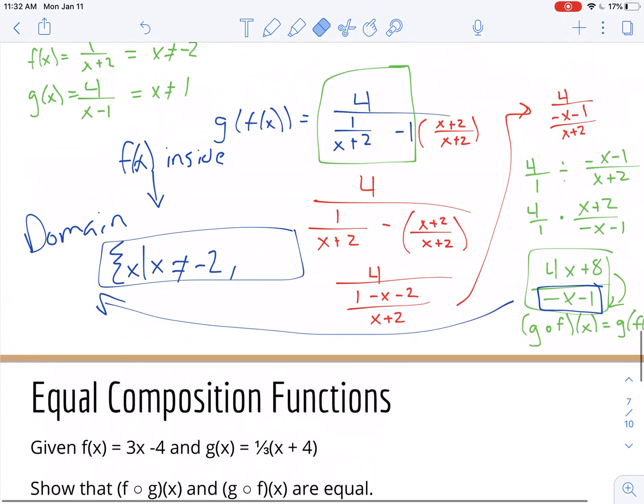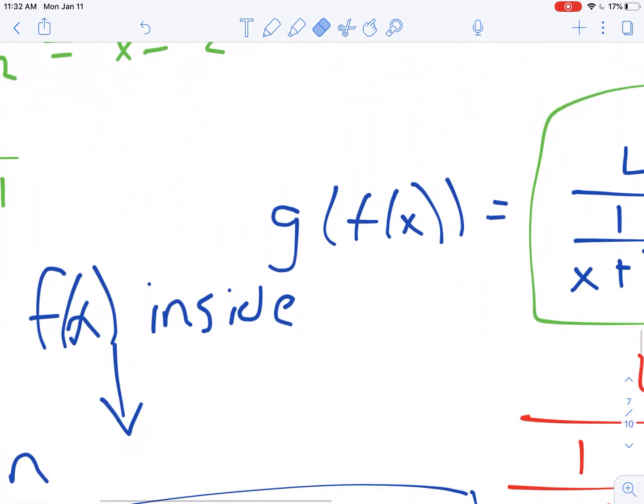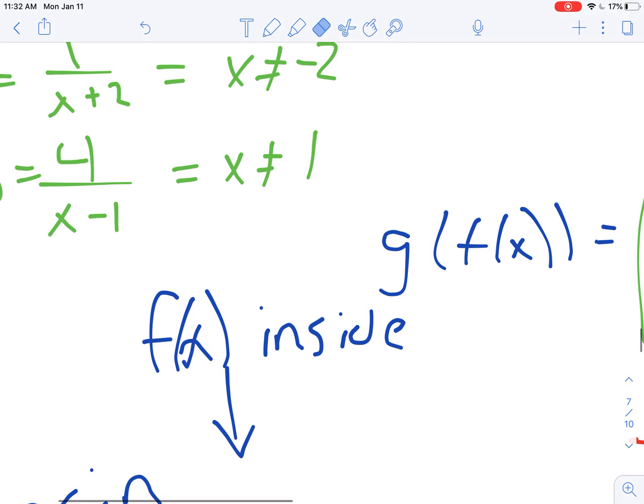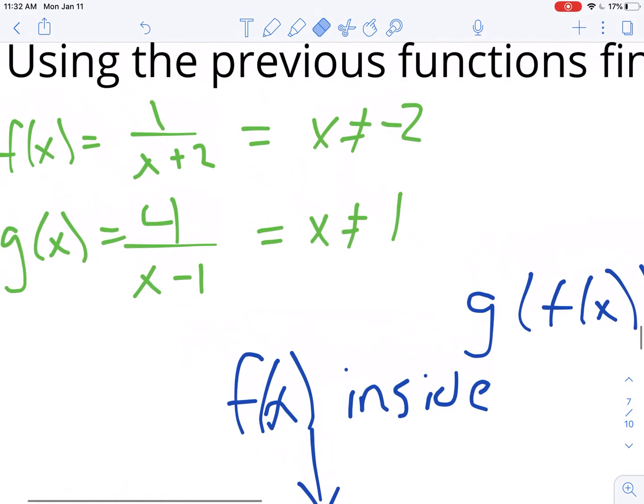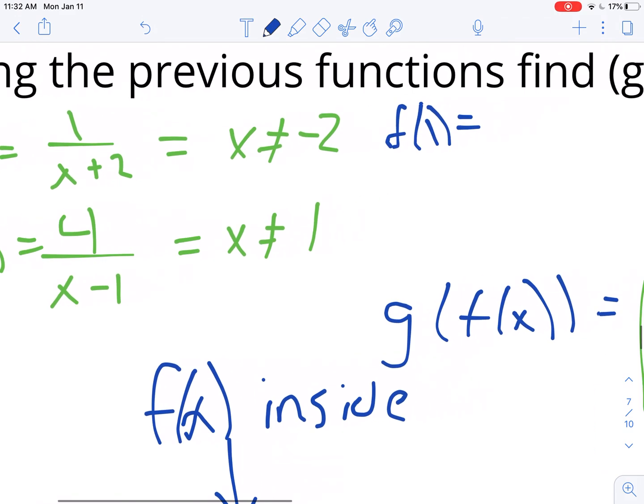I do need the g of x domain. And what I'm saying is that g of x cannot be equal to positive 1. But I don't plug positive 1 into my function. If I plug positive 1 into my function, the first place I plug it in is f of x. So if I plug x is equal to 1 into f of x, I end up with 1 over 1 plus 2, which is 1 over 3, which means I can plug 1 into this function. If I plug 1 in, I get a value that I plug into g of x, which I can work with.